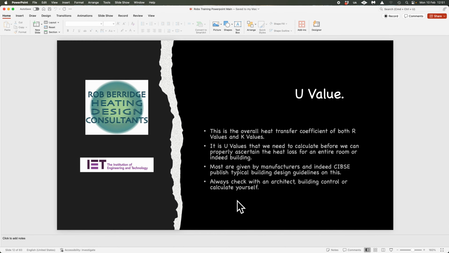So we then have our third point, which is a U value, which is the overall heat transfer coefficient of both the R and K values. This is what we need in order to ascertain exactly how much heat is being lost through a building fabric at any one time, depending on the outside temperature. But again, we'll get into more depth as we move forward.